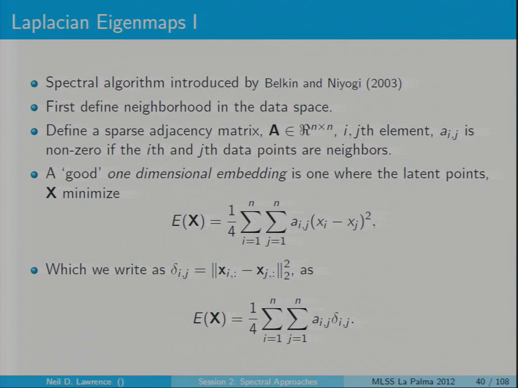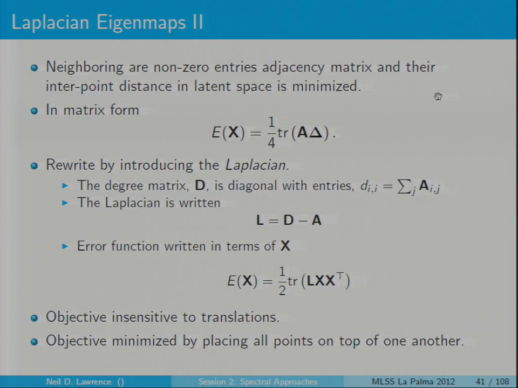And in our notation, that's our distance in latent space, so we'll just write that as delta ij. So there's a slight problem with that cost function. How's it minimized? By putting all the data points on top of each other. Doesn't matter whether they're adjacent or not. So what we do is we also have a constraint that they should be inflated, and that will come in a moment. But we can write this thing in matrix form as this trace.